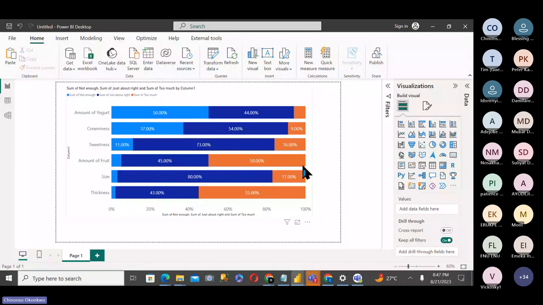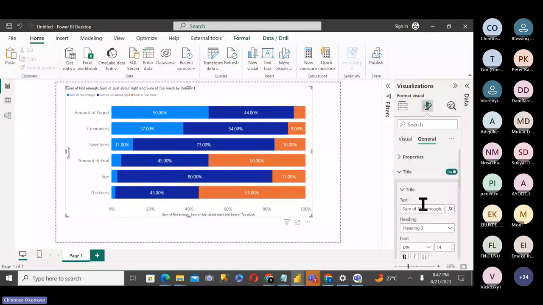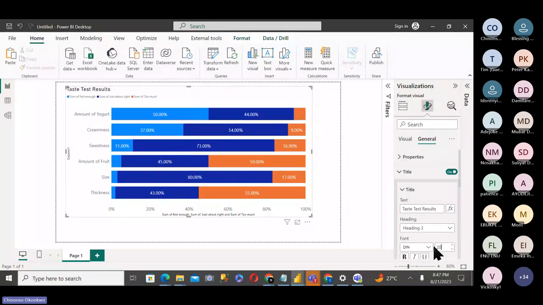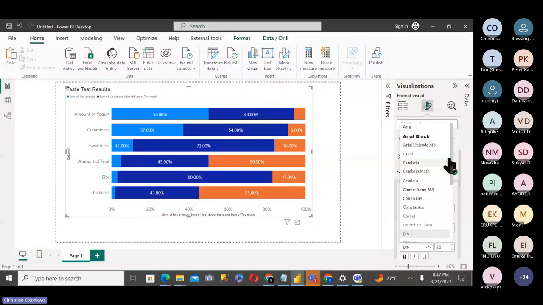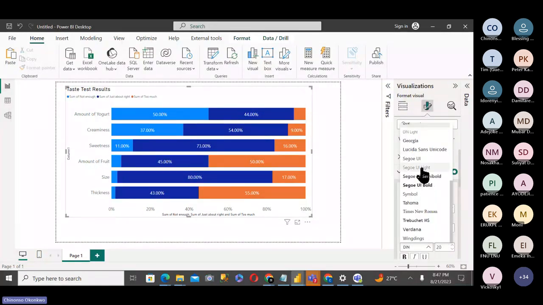You come to format your visual, go to general and title. So I'm going to change this title now to taste test results. And then I can change this to maybe 20 and change the font to say UI. It doesn't matter. The font is your prerogative, it's your choice. Right.